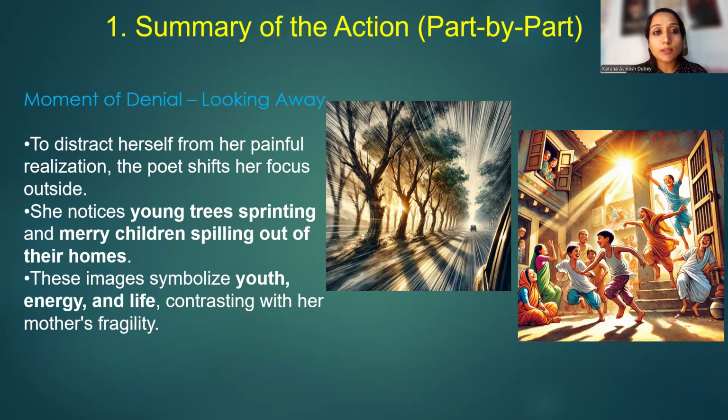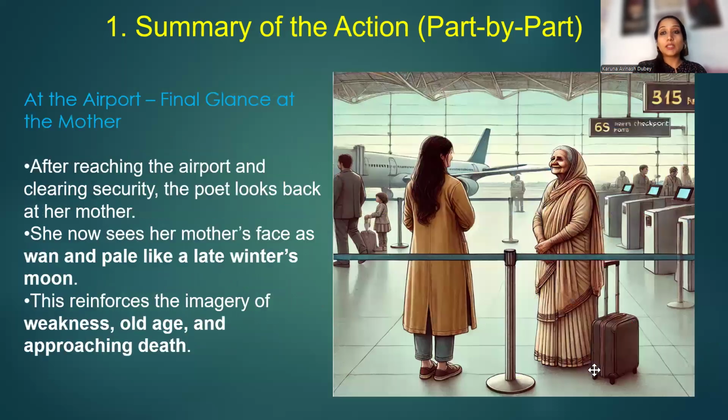Now, to distract herself from her painful realization, the poet shifts her focus outside. She notices young trees sprinting, merry children spilling out of their homes. These images symbolize youth, energy, and life, contrasting to her mother. Now, after reaching the airport and clearing security, the poet looks back at her mother. She now sees her mother's face as wan and pale like a late winter's moon.